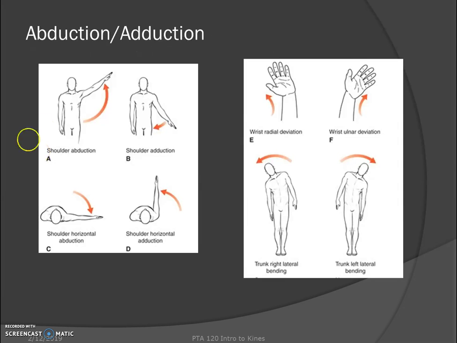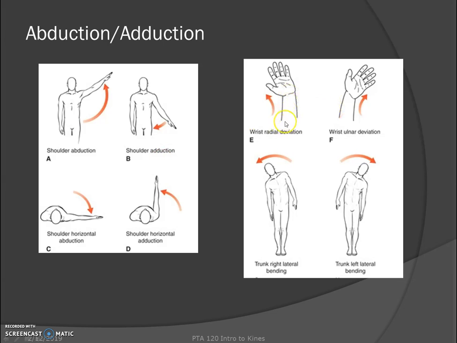So let me give you some examples. When we talk about movement at the shoulder, we talk about abducting at the shoulder, moving away from the midline, whereas shoulder adducting is bringing the arm back to the side, back to midline or anatomical position. We can have horizontal abduction and adduction. So horizontal abduction, you're moving away from the midline, whereas horizontal adduction, you're moving back towards the midline.